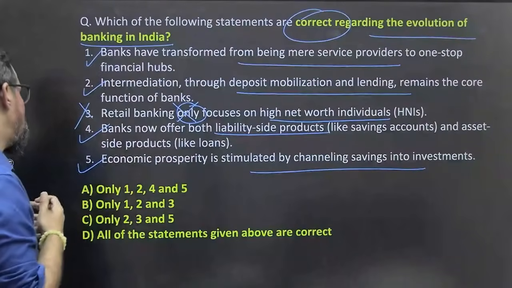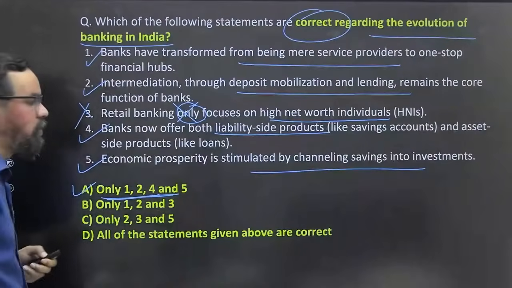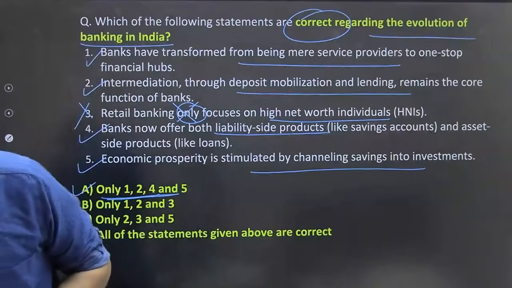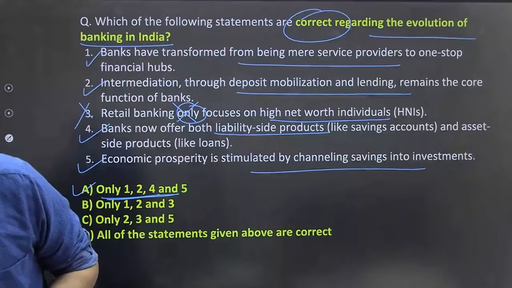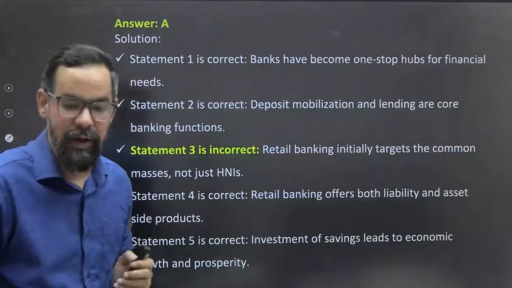Okay? So that means 1, 2, 4, 5. 1, 2, 4, 5 means option A only will be the right answer for this particular question. Okay? The question was easy, your first question was very easy. I hope everybody will be able to answer this particular question. If you have any doubt, please do let me know in the comment section. Is your first question clear?